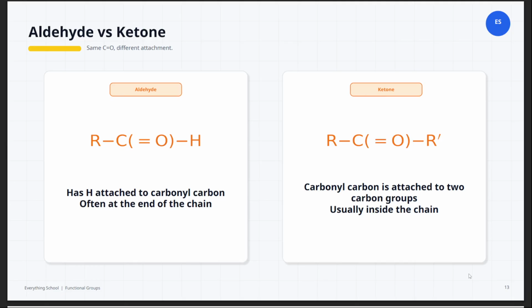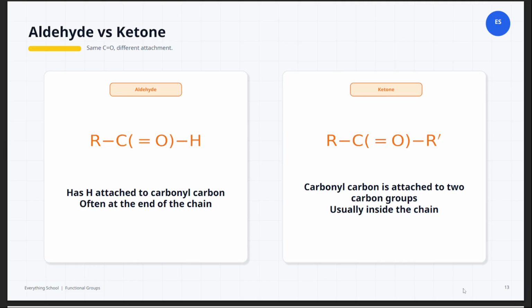Aldehydes and ketones both contain a carbonyl, but the attachment is different. An aldehyde, pronounced aldehyde, has a hydrogen attached to the carbonyl carbon. It is often at the end of a chain because the carbonyl carbon still has that hydrogen. A ketone, pronounced ketone, has the carbonyl carbon between two carbon groups.